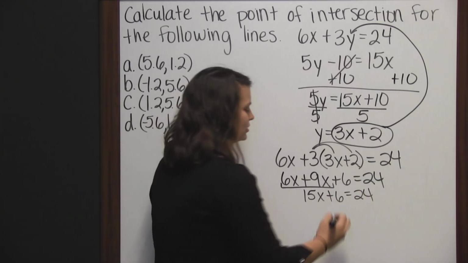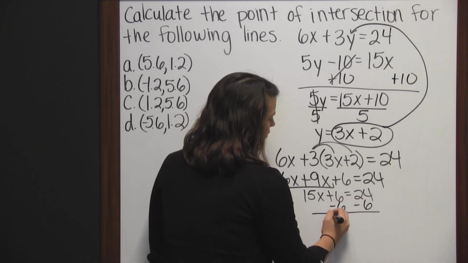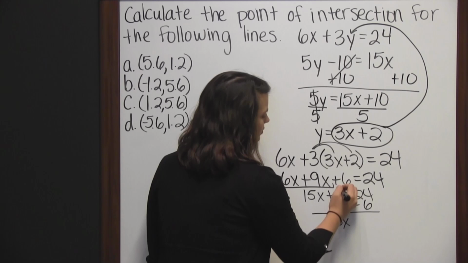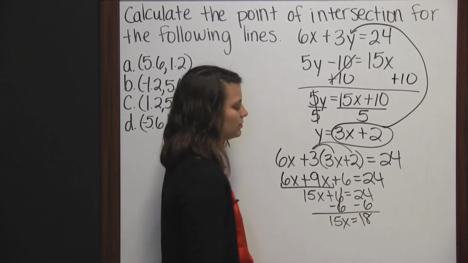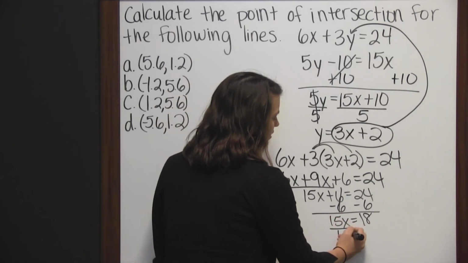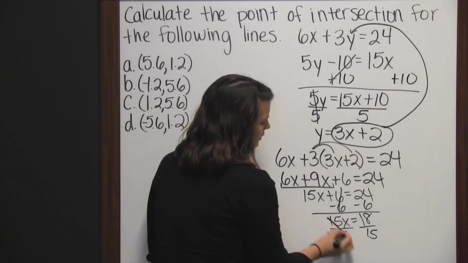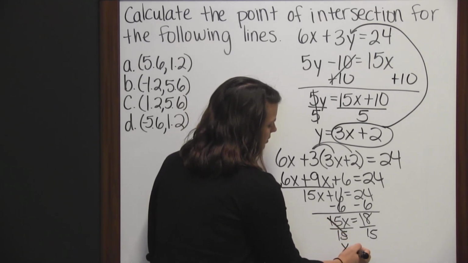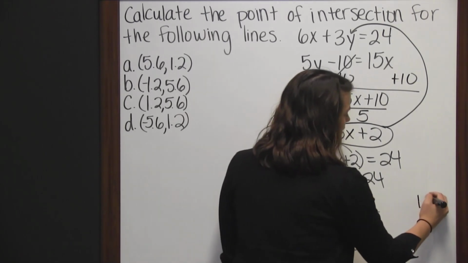Then, we need to subtract 6 from both sides. So 15x equals 18. And finally, we need to divide both sides by the coefficient of x, 15. That's 1 times x is x equals 18 divided by 15. We can do that right over here.